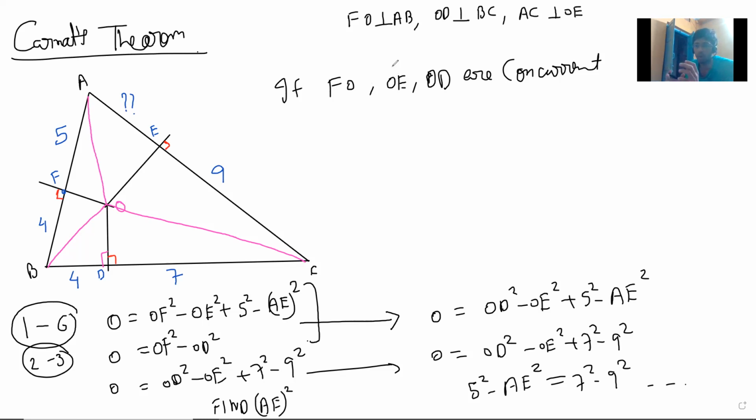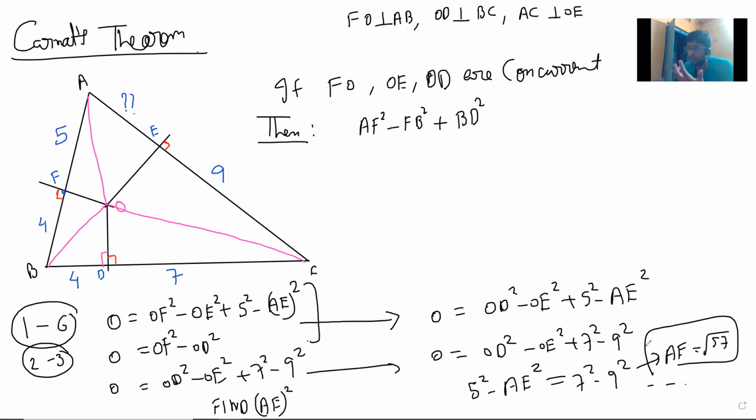It's given that they are concurrent, that means all three pass through the same one point. Then you go cyclically, which means AF square, you can go counterclockwise, minus FB square. So you see, I'm taking those chunks and I'm taking the difference of the squares. So that's there, right? So AE square root of 57. Nice. So you see, you can find the answer.